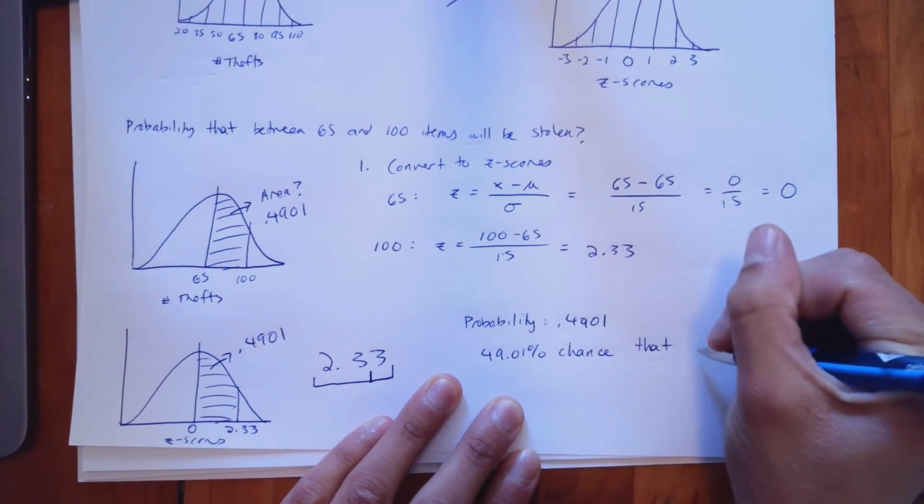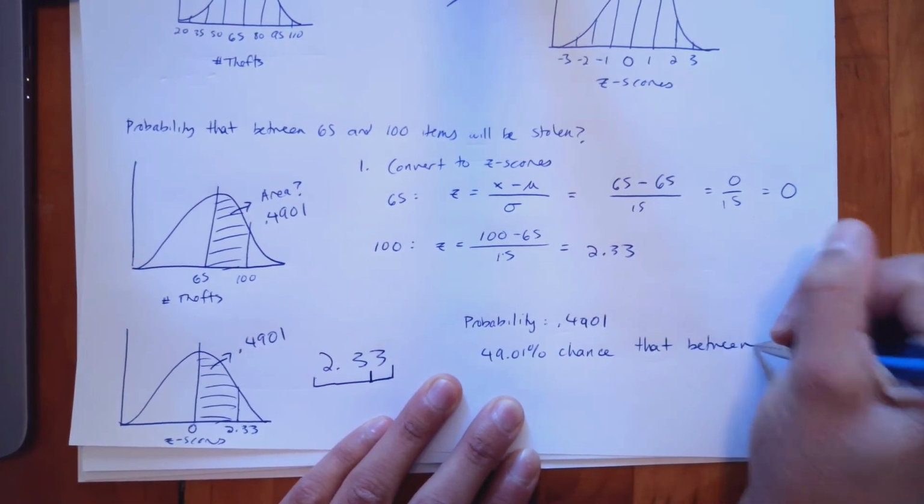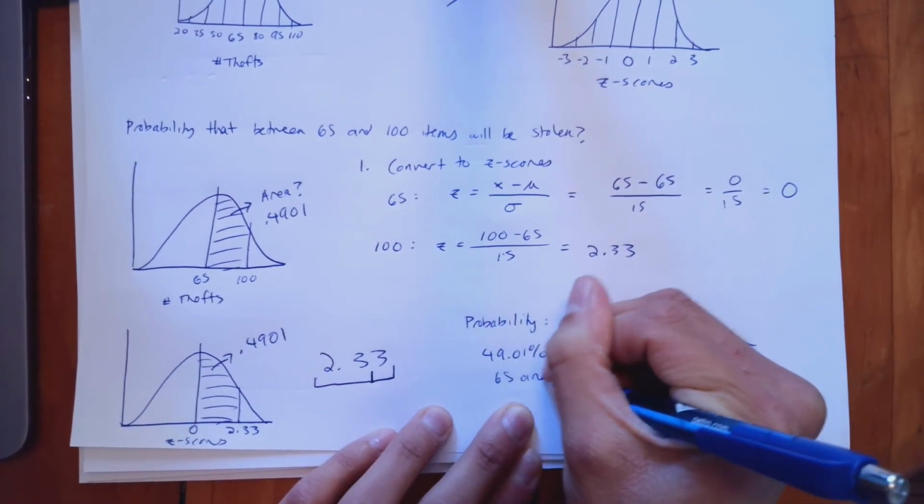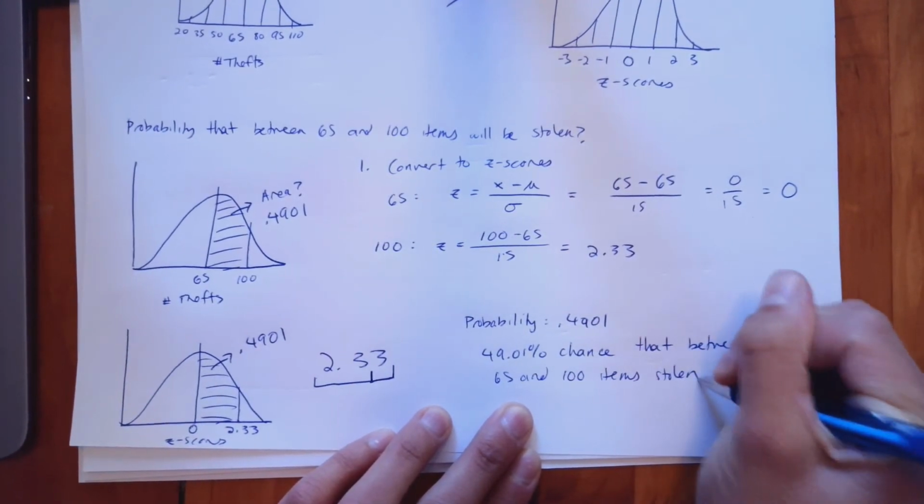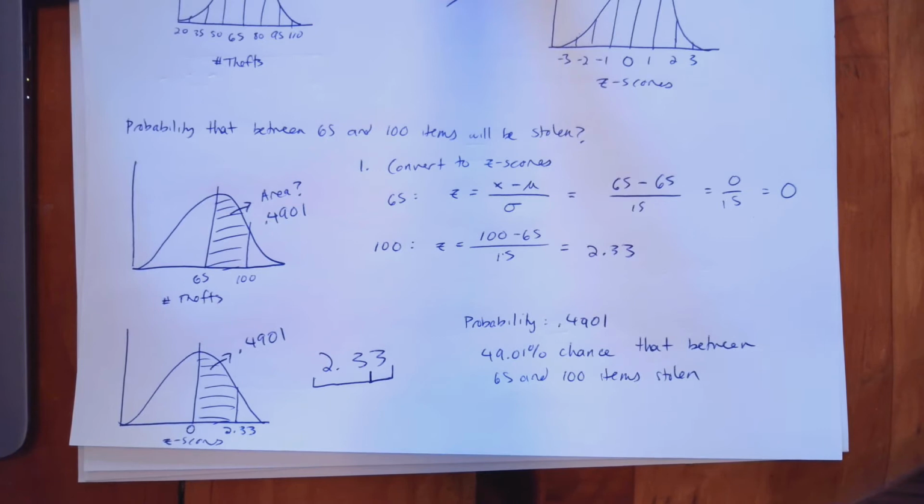That's our probability, which means we can say that there is a 49.01% chance that between 65 and 100 items would be stolen. And that's the answer to our question.